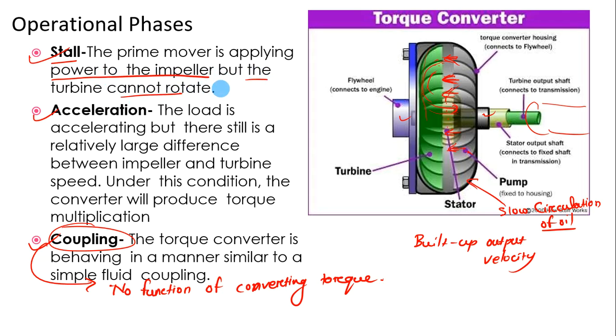OK, then come to the acceleration. When the speed is increasing gradually, the load is accelerating, but there still is a relatively large difference between the impeller and the turbine speed. What is happening now is that the impeller is rotating at a certain speed, while the turbine is gradually picking up its speed, so there will be a huge difference between the speed of the impeller and the turbine. Under this condition, the converter will produce the torque multiplication.